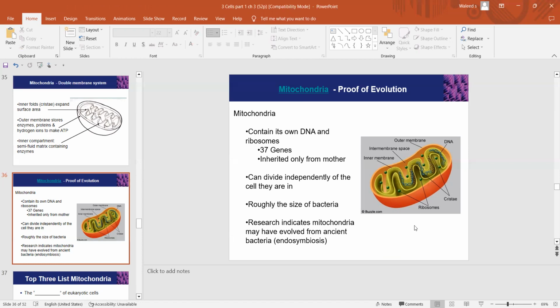How did you know that? What's the proof? Because it is the size of the bacteria, and it can divide independently, just like the bacteria. They have their own proof, but this is something that we still need to know. Contain their own DNA, their own ribosomes, come from the mom. It can divide individually, and it is roughly the size of the bacteria.